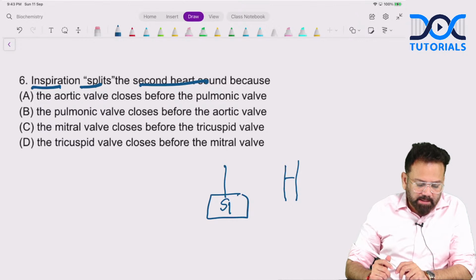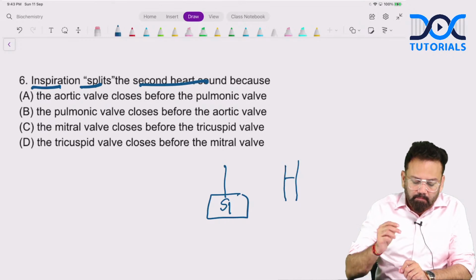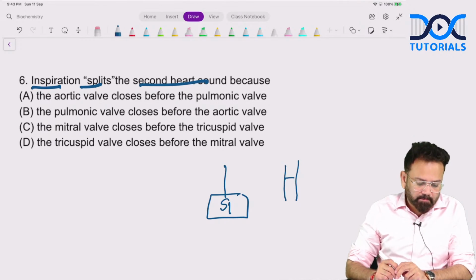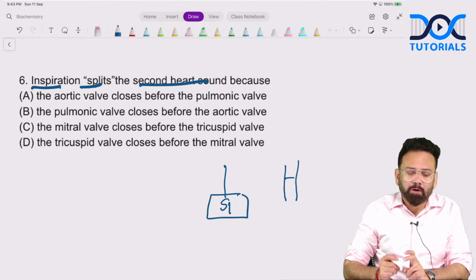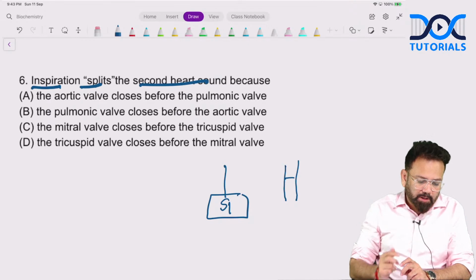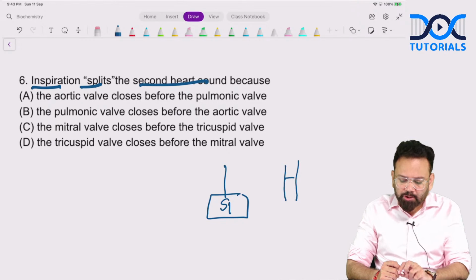What is the answer? Yes, please everyone try to answer. Don't hesitate in being wrong. If you are wrong, you will be corrected. But if you don't answer, you will forget. Only if you answer and if you are correct, it is good. If you are wrong, you will learn. What is the answer? Which valve closes first, aortic or pulmonary? Very simple question.